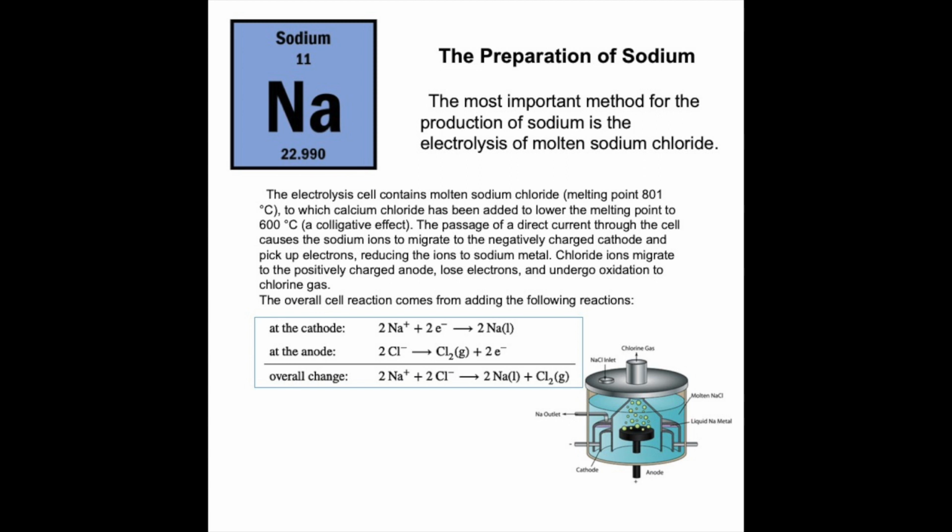The passage of a direct current through the cell causes the sodium ions to migrate to the negatively charged cathode and pick up electrons, reducing the ions to sodium metal. Chloride ions migrate to the positively charged anode, lose electrons, and undergo oxidation to chlorine gas. The overall cell reaction comes from adding the following reactions.